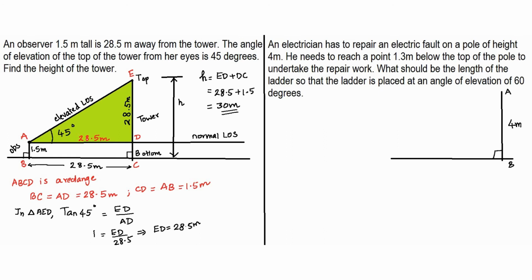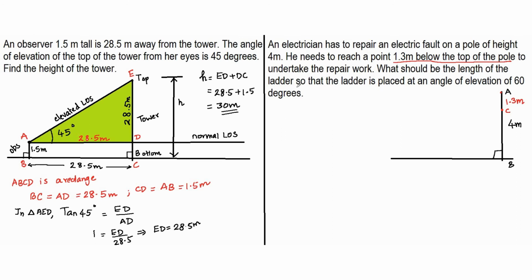An electrician has to repair an electric fault on a pole of height 4 meters. He needs to reach a point 1.3 meters below the top of the pole. So this is the top of the pole. He has to reach a point which is 1.3 meters below the top of the pole. So this height is 1.3 meters to undertake the repair work. So this is where he has to reach.